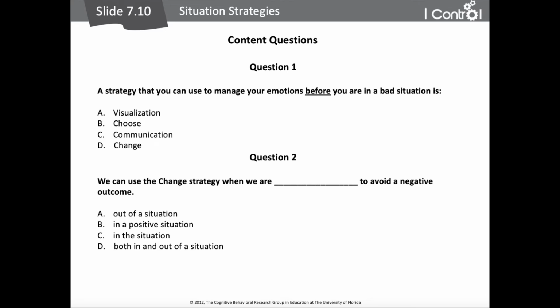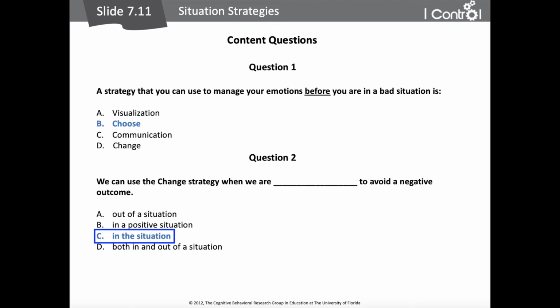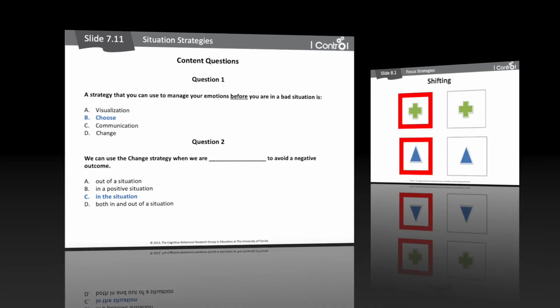For question 1, if you selected B, you're correct. A strategy that you can use to manage your emotions before you are in a bad situation is choose. For question 2, if you selected C, you're correct. We can use the change strategy when we are in a situation to avoid a negative outcome.